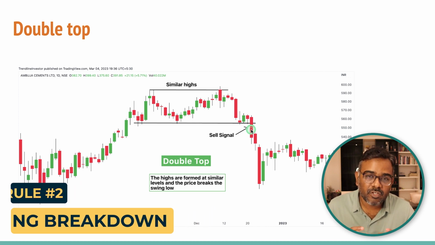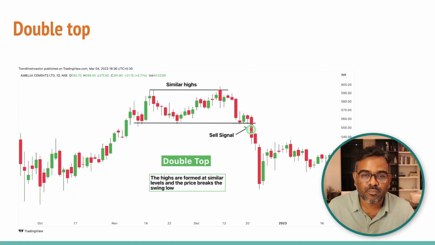Now, double tops are a very easy setup to spot and a very easy setup to trade. So if a stock forms a double top and then it breaks down with good volumes and good candles, I don't have the volumes here, but if it has good volumes and a good bearish candle, then the stock has made a top and we are probably not going to see the stock making new highs anytime soon.